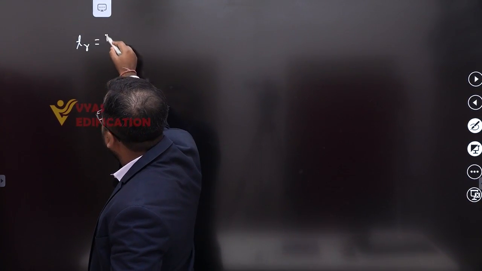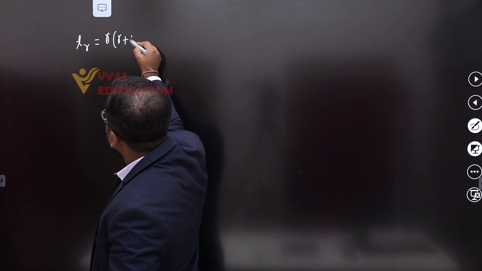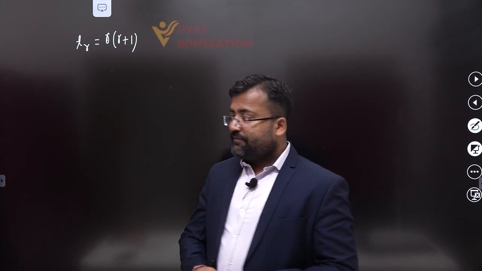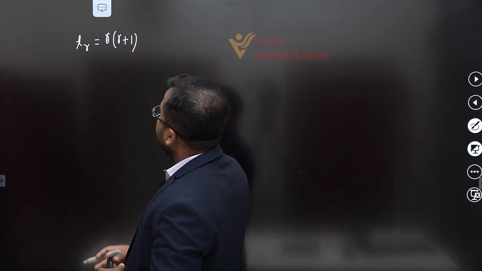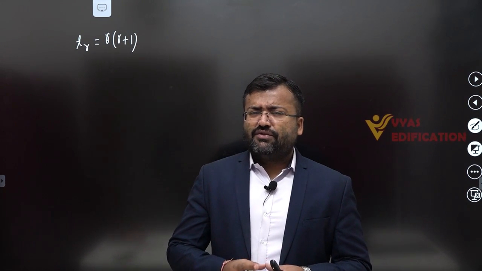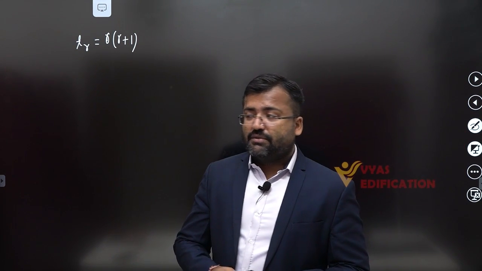TR was R times R plus 1. This is what we started with, right? TR was R times R plus 1. Is that okay? Once you are clear with this, then I would like to write TR as a difference of two terms. Difference of two consecutive terms.